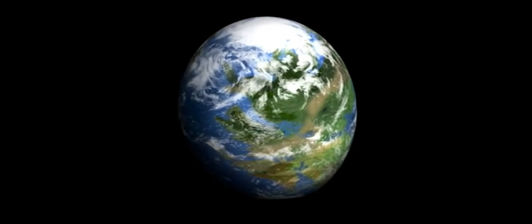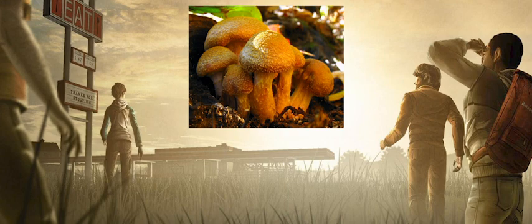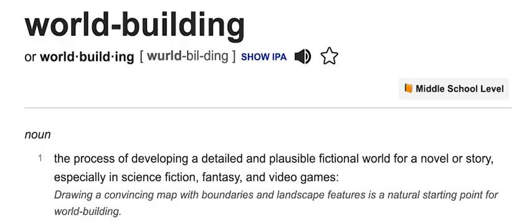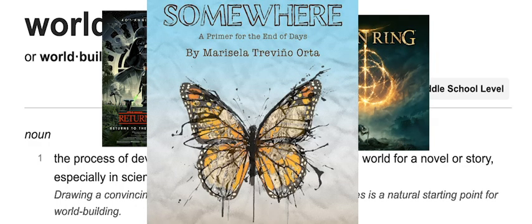The world as it lies in the play Somewhere, A Primer for the End of Days, written by Marisela Orta, does not end up the way it does with a literal humongous fungus doing nature's equivalent of a Control-Z to the human race without a tornado of consequences that starts with the flap of a metaphorical monarch butterfly's wings. It all starts with the idea of world building. World building is the process of developing a detailed and plausible fictional world for a novel and story, especially in science fiction, fantasy, video games, and in this instance, post-apocalyptic.